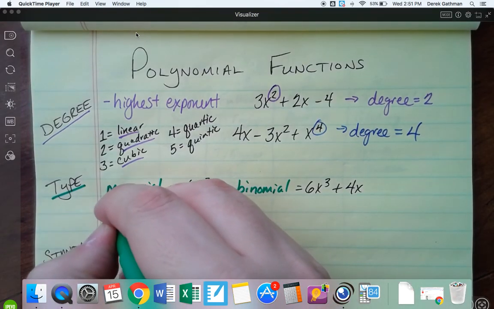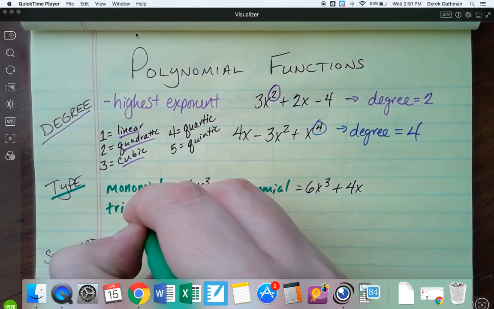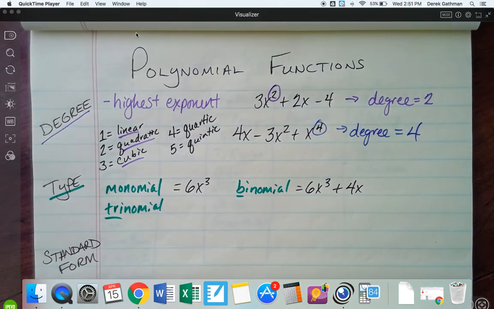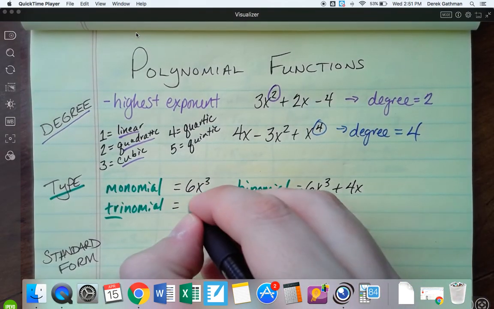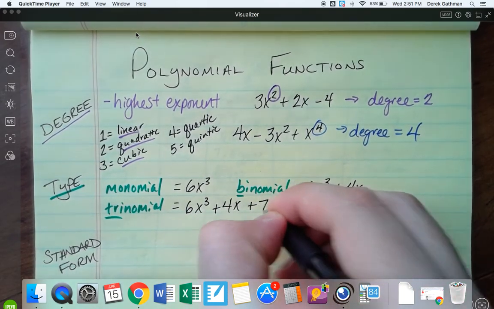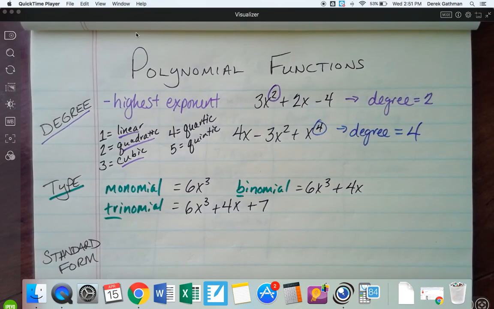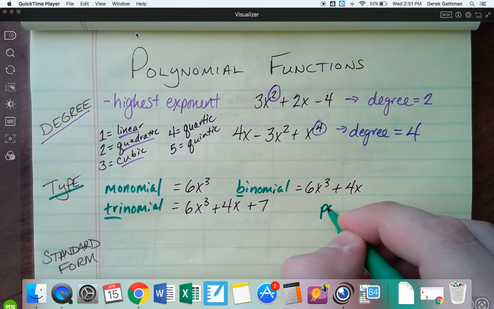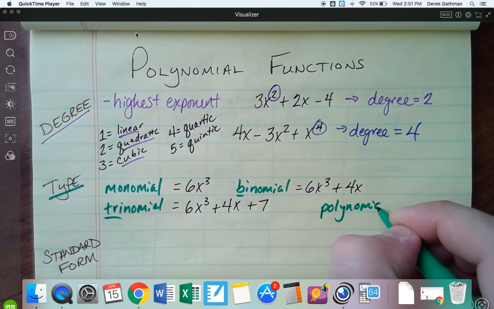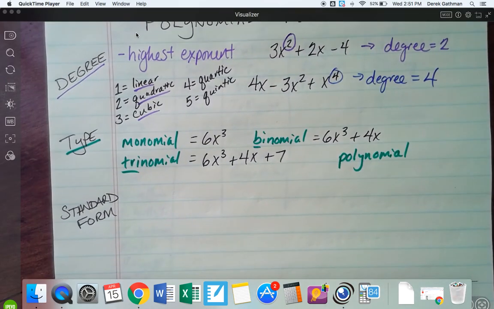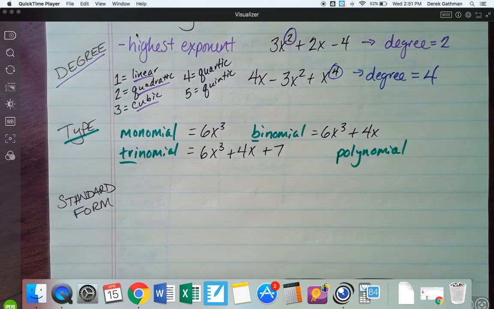A trinomial, tri meaning 3, would mean I have 3 terms. So maybe I have 6x cubed plus 4x, and then I have a plus 7. That constant can be a term as well. So I'd have a trinomial there. And then anything more than that would just be called a polynomial. So if you've got 4 terms, 5 terms, 6 terms, we'd use the term polynomial to represent that.